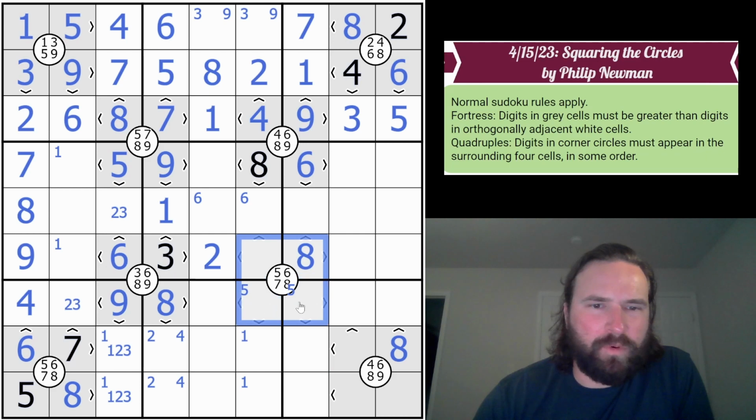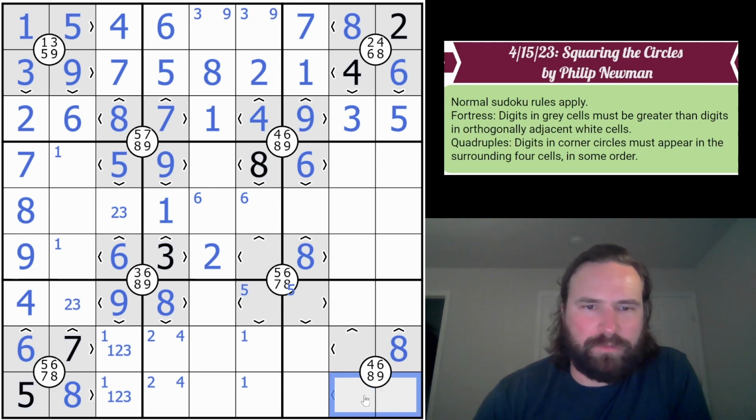Feels like I should know more about this, just by symmetry. Why do I have no information about this? Okay, so one of these has to be a 6. It's going to be this one, because we have a 6 looking down here. So this is a 6. And then 4 and 9, this is going to be a 4. This is going to be a 9.